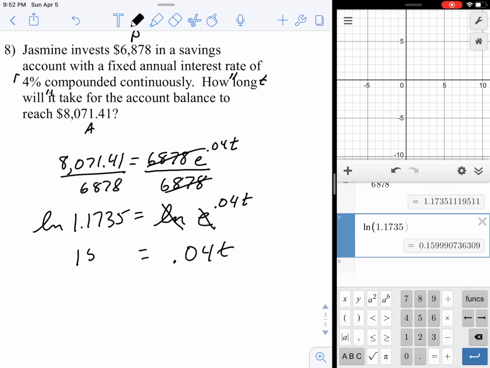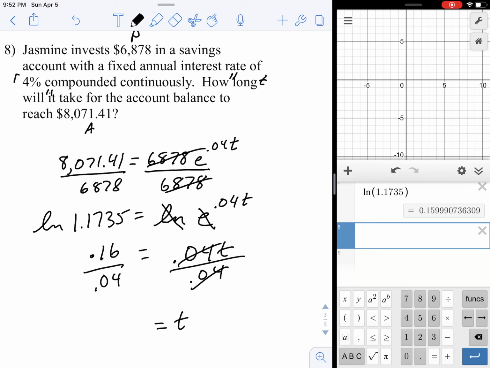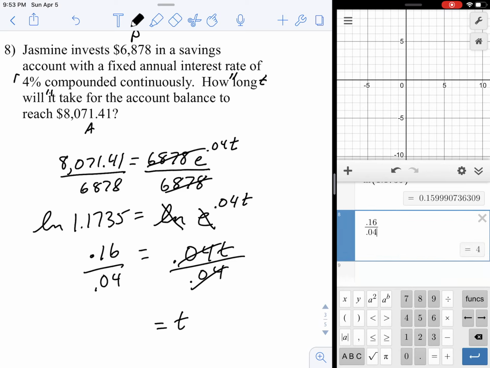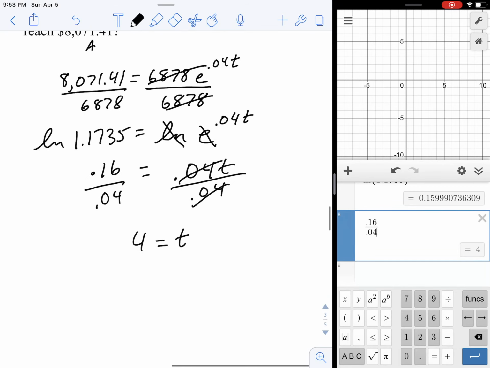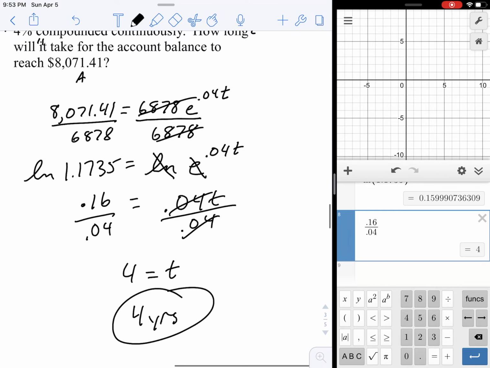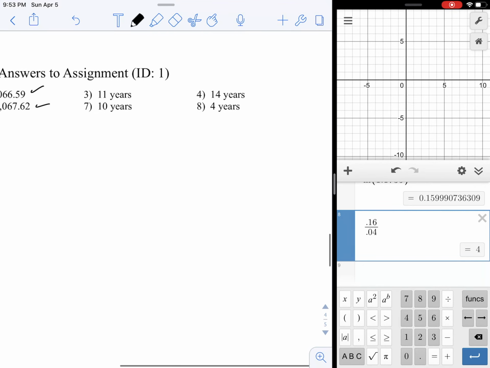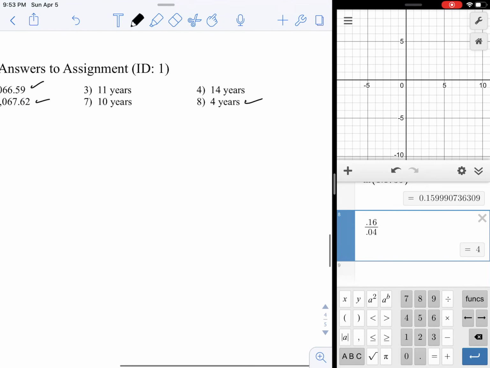Okay, you know what? If we round that off, even if we go to 4 decimal places because of all of those 9s, it actually rounds off to 0.16. Divide both sides by 0.04. And what do we get? 0.16 divided by 0.04. t works out to equal 4 years. Let's scroll down to 8 and check it. Yep, there it is right there.